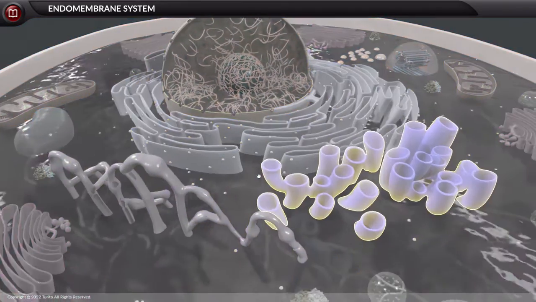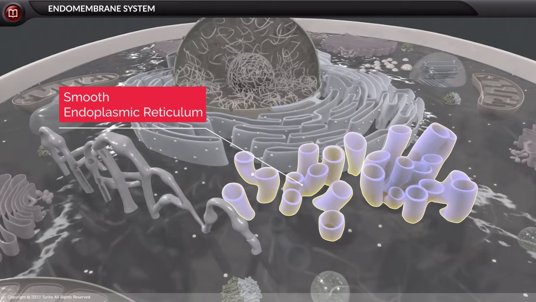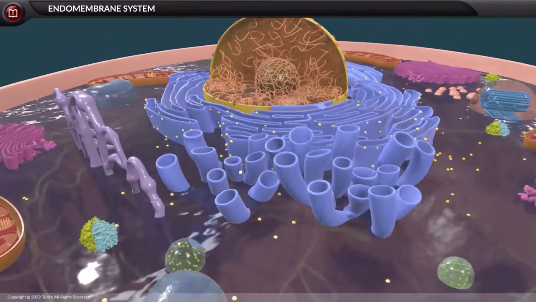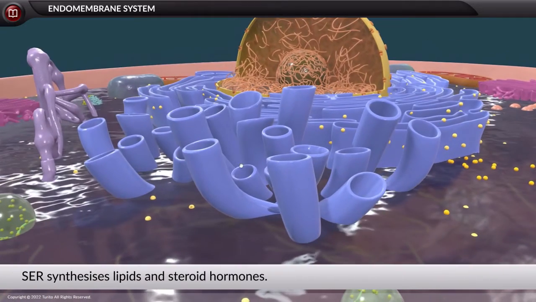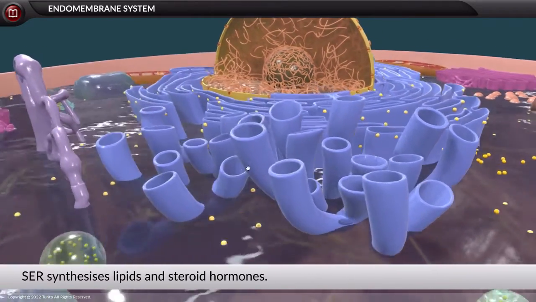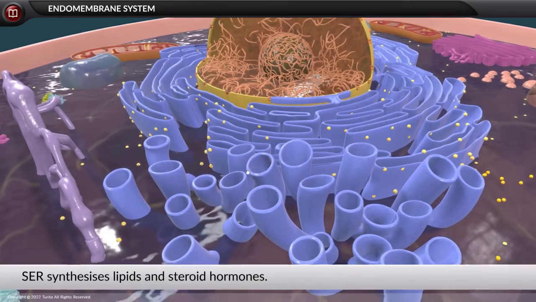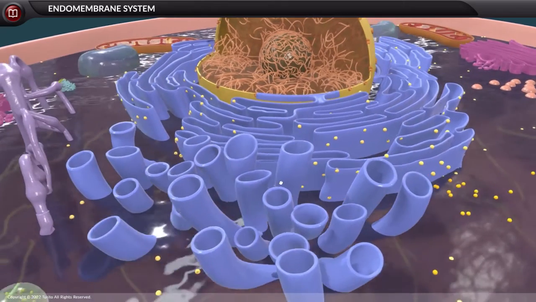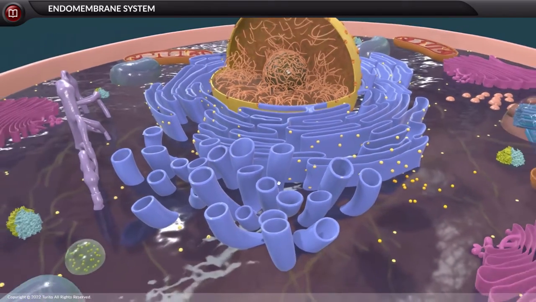In contrast, the smooth endoplasmic reticulum is not associated with ribosomes on its surface. It is involved in the synthesis of lipids and steroid hormones. Smooth ER also plays a key role in membrane biogenesis.